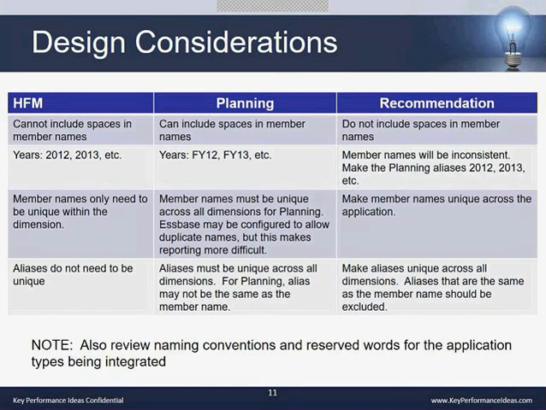Within HFM, the member names only need to be unique within the dimension, versus in planning and Essbase, generally the member names must be unique across all dimensions, and that's also true of the aliases as well. So the recommendation here is to make any changes to HFM so that there is uniqueness across all the dimensions. And also, I've noted here that another thing you would want to review is your naming conventions between the different applications and reserved words, because there also may be some issues there where maybe something will work in HFM but not in planning.